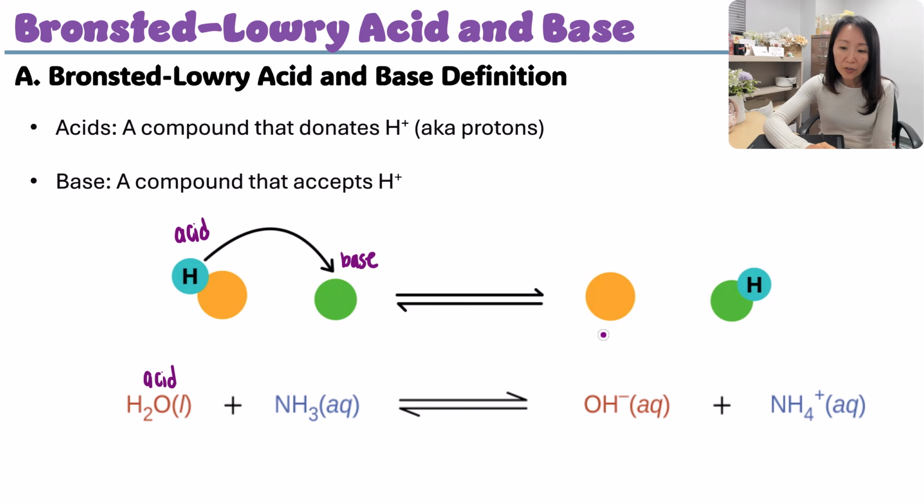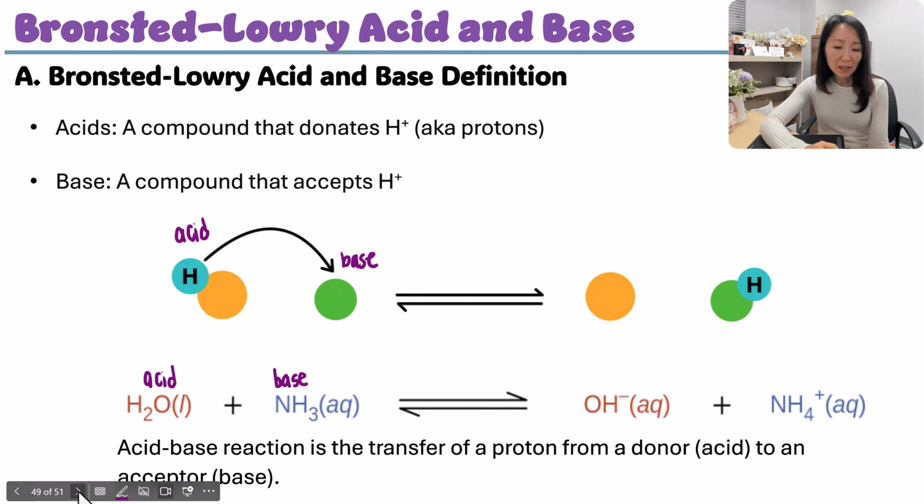Whereas if you look on the right-hand side of the equation, the product side, and compare it to the reactant side, you see that the one with hydrogen gained one, right? So this is 3 and that one's 4. So this would be the base. So this acid-base reaction really is that transfer of that proton, or transfer of that H+ ion, from the acid to a base.